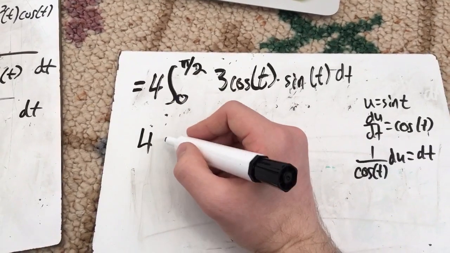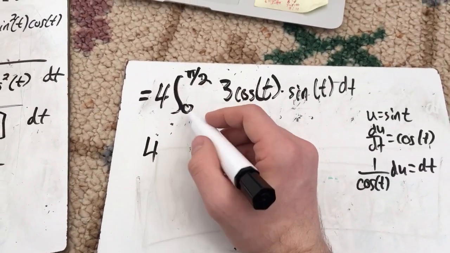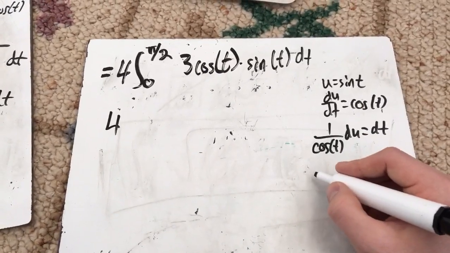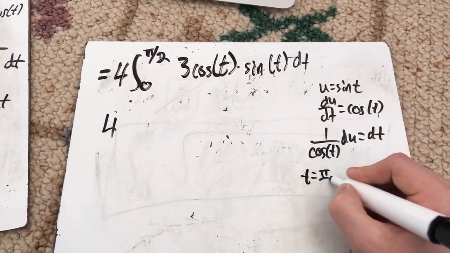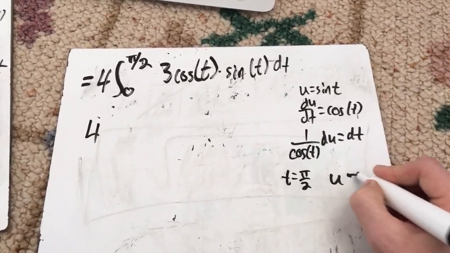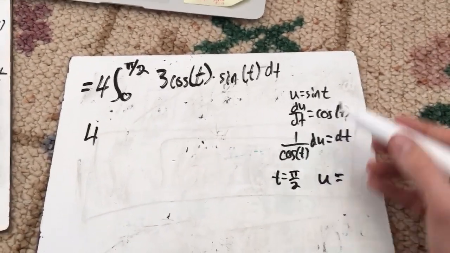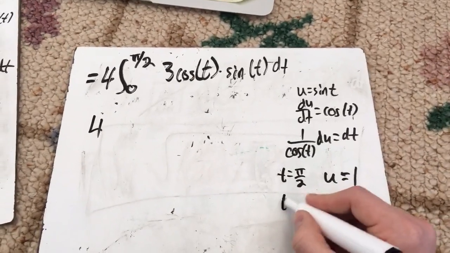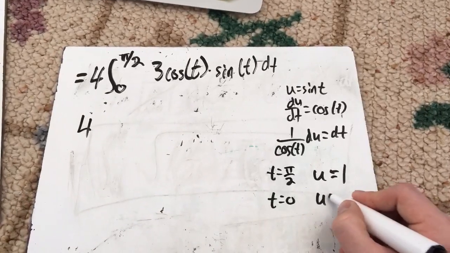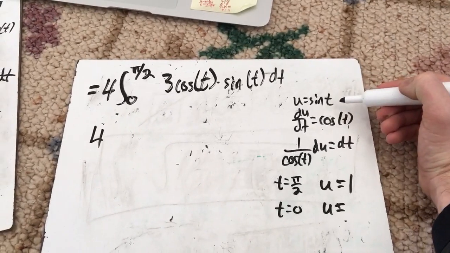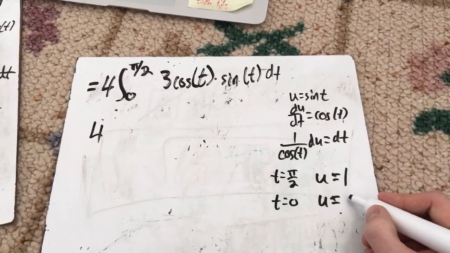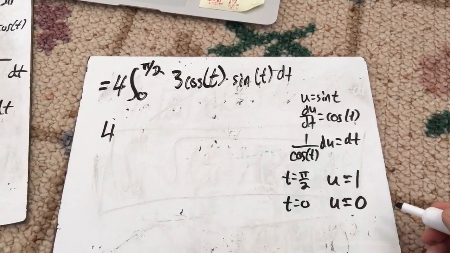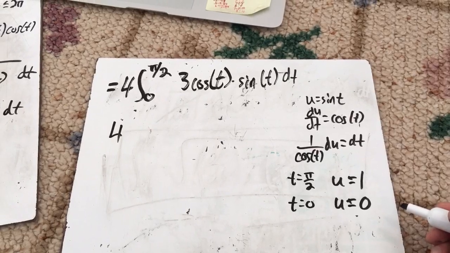Then we change our endpoints here. So if t was pi over 2, that means our u, this is a good review of u substitution, then our u is, let's see, the sine of pi over 2 is 1. If our t was 0, that means our u was sine of 0, which is 0. And we are pretty close.